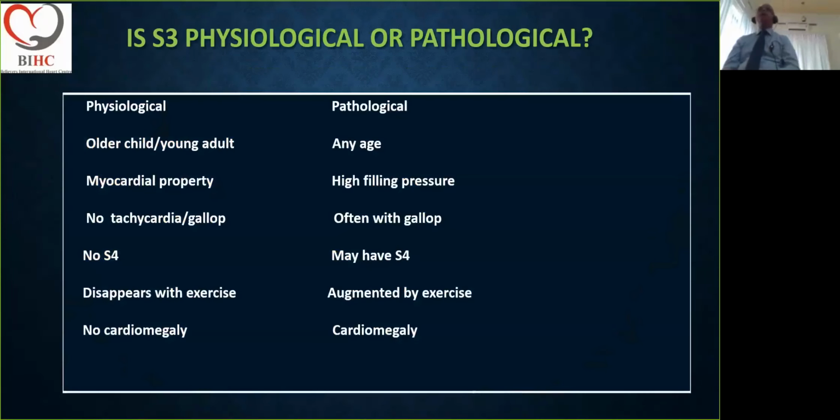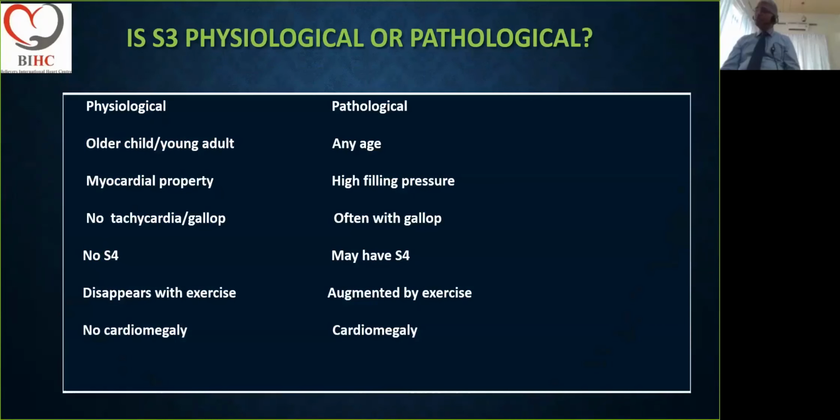You are quite often asked, how do you distinguish a physiological third sound from a pathological third sound? You could start by thinking that it's an older child and young adult who would have a physiological third sound, while a pathological third sound would occur at any age. A physiological third sound is a myocardial property, while a pathological third sound is related to a high filling pressure. A physiological third sound has a normal heart rate. A pathological third sound usually will have a tachycardia because there is a heart failure.